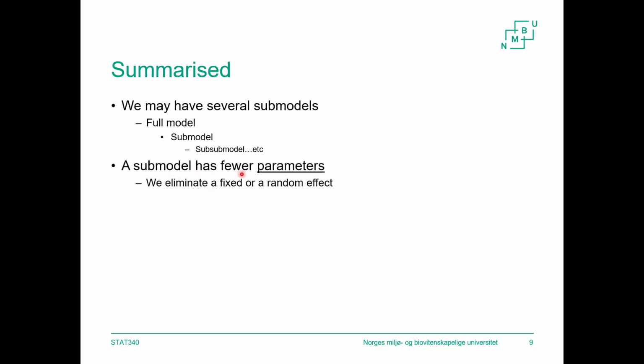A submodel always has fewer parameters, remember this. So we can eliminate both a fixed or a random effect. That goes for the same procedure. We test if the reduction reduces the model fitness substantially. And if it doesn't, we should stick to the bigger model then.